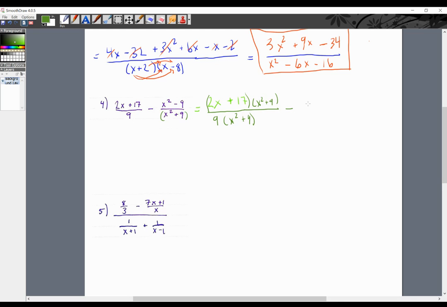Minus. On the second one, we're going to multiply by 9 on the top and bottom.